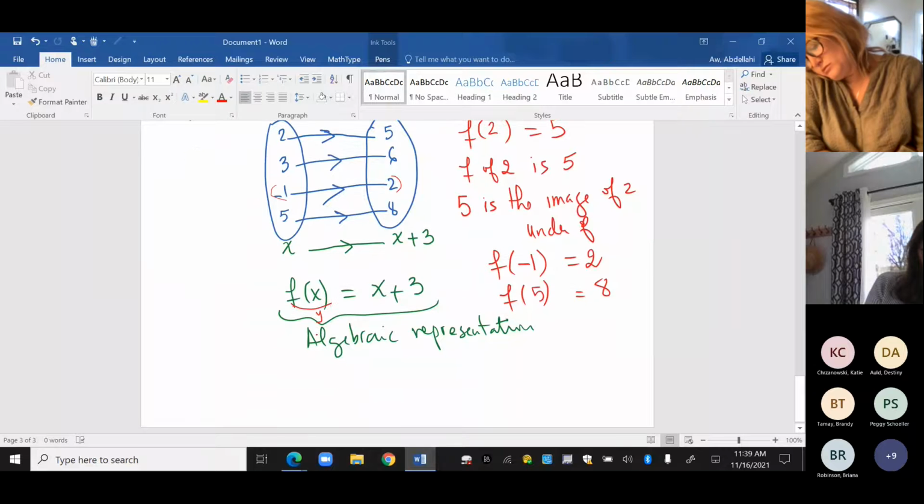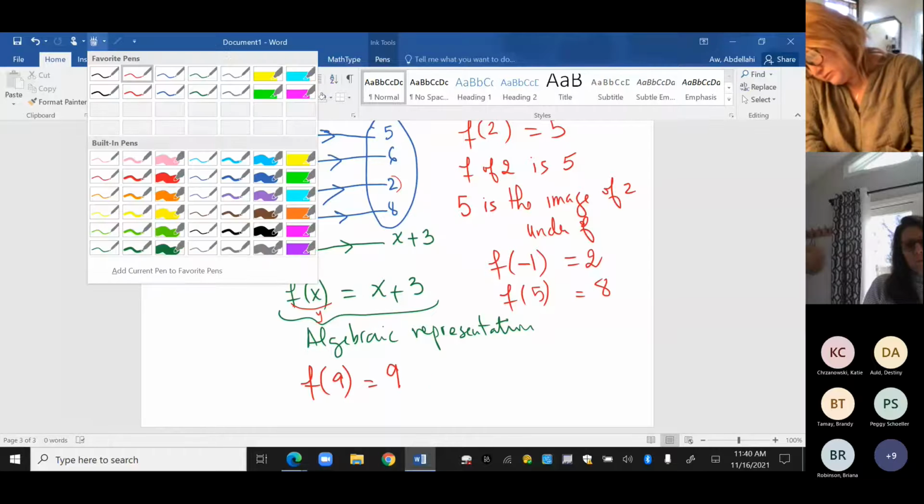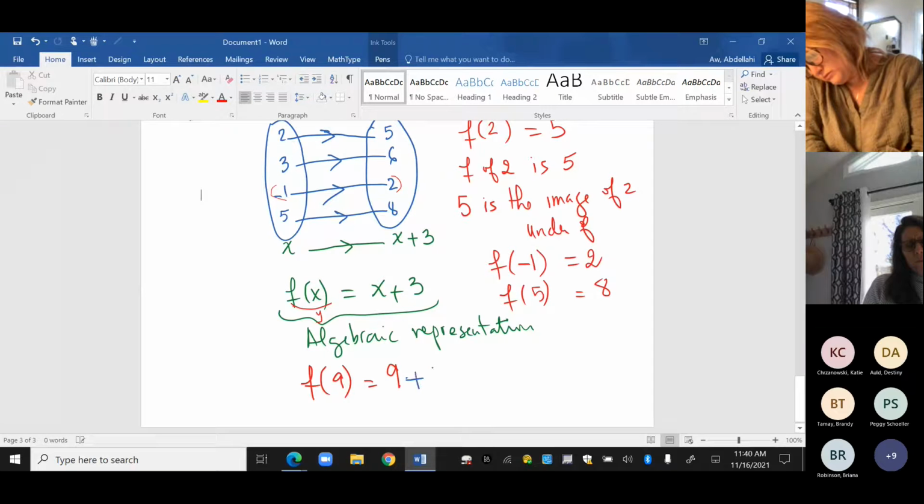Okay, so now if you have f of x equals x plus 3, and I ask you what is f of 9, what are you going to do? You're going to substitute x with 9, right? You're going to say it's 9 plus 3. So every time you are given f of x, if someone asks you what is f of something, everywhere you see x, you substitute that number. It's going to be 12.